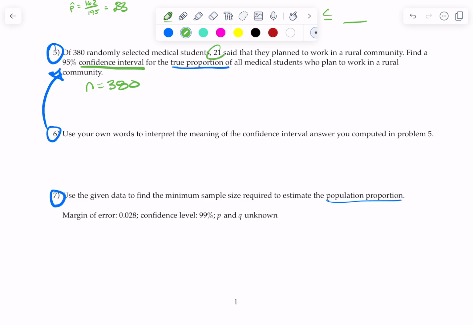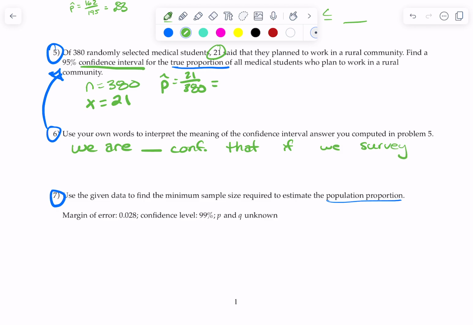Now, what is 21? 21 said they plan to work in a rural community. That is X. So kind of like in the previous problem, you have to do X over N. P hat is 21 over 380. So how do we write in our own words? We found that we are blank confident that if we survey all, what are we surveying? All med students.